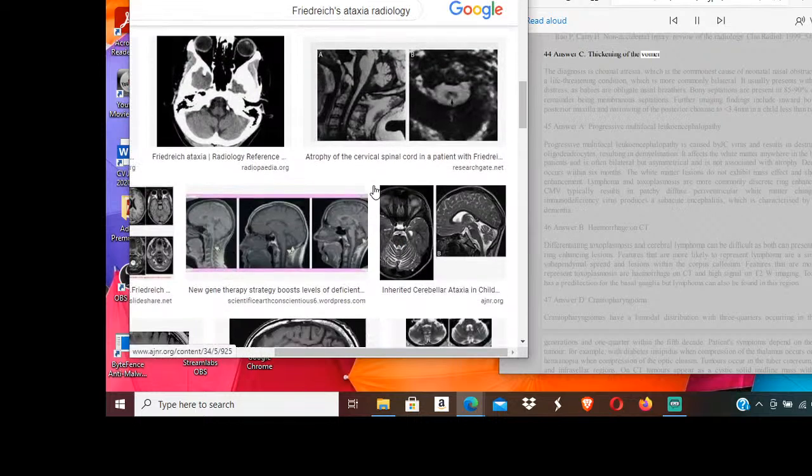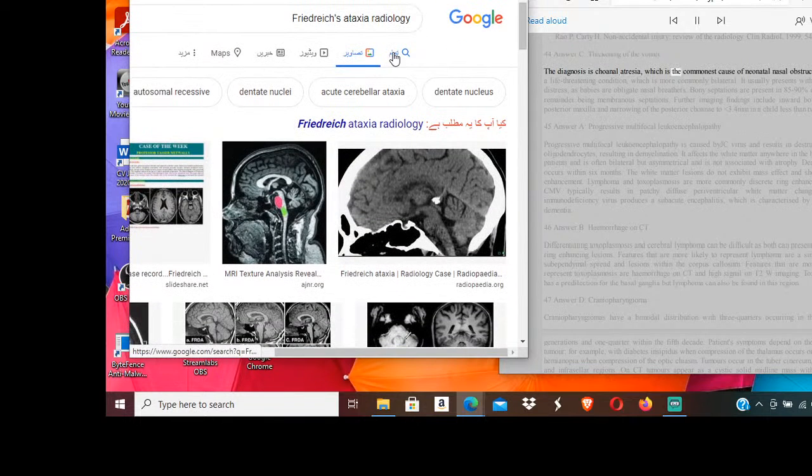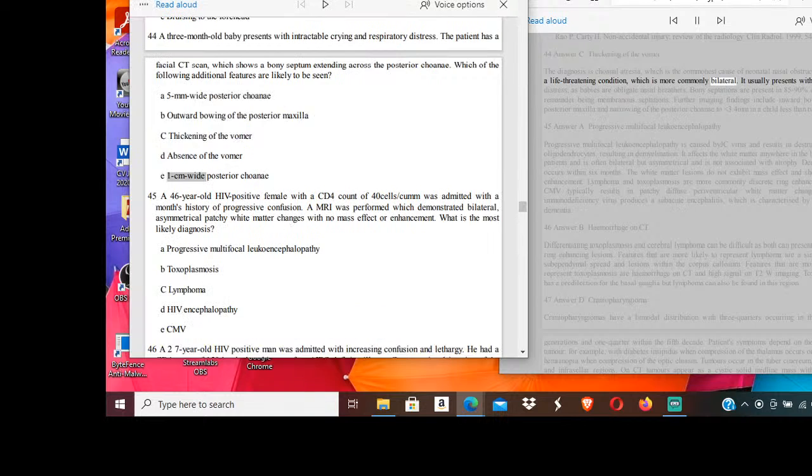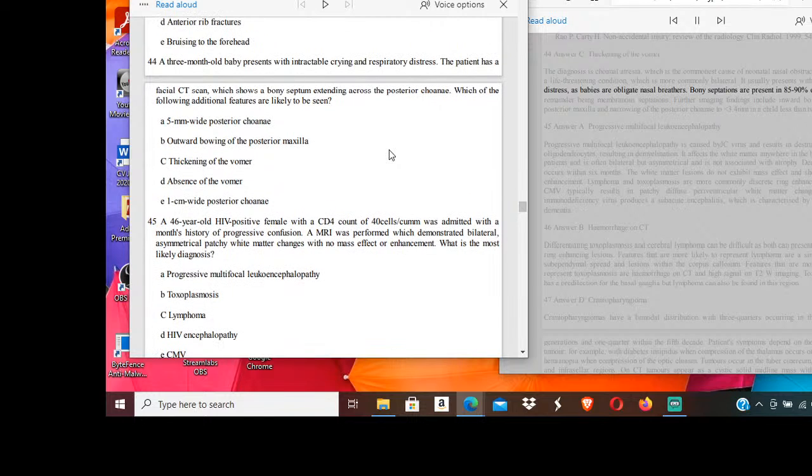Thickening of the vomer. The diagnosis is choanal atresia, which is the commonest cause of neonatal nasal obstruction. This is a life-threatening condition, which is more commonly bilateral. It usually presents with respiratory distress, as babies are obligate nasal breathers. Bony septations are present in 85 to 90% of cases, the remainder being membranous septations. Further imaging findings include inward bowing of the posterior maxilla and narrowing of the posterior choanae to 3.4 mm in a child less than 2 years.